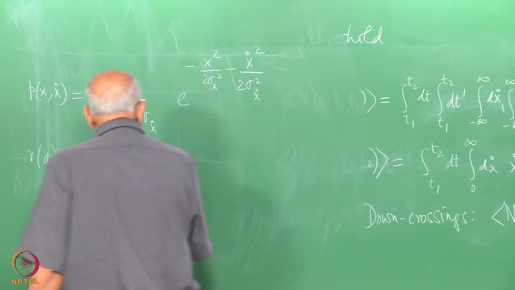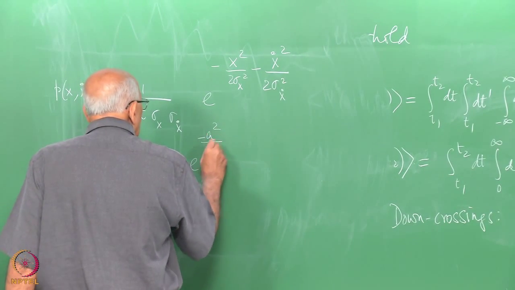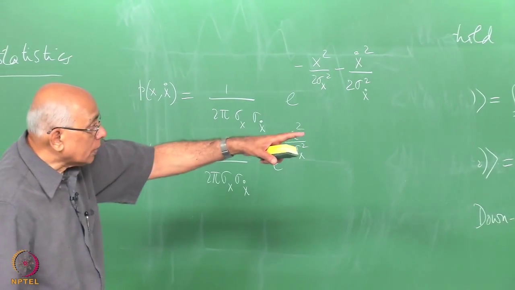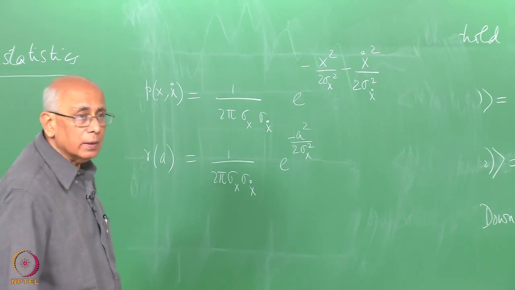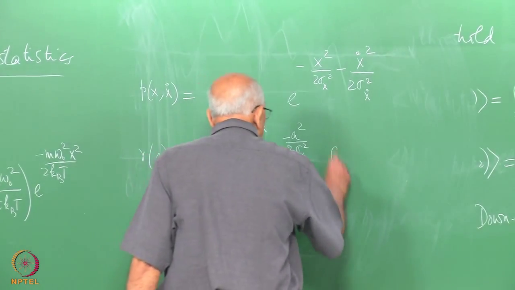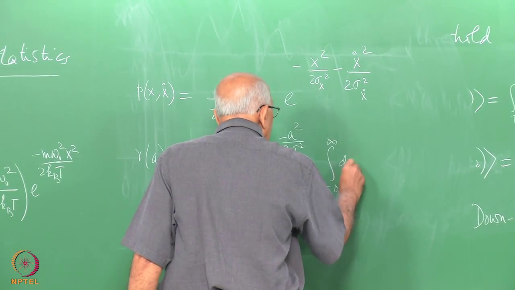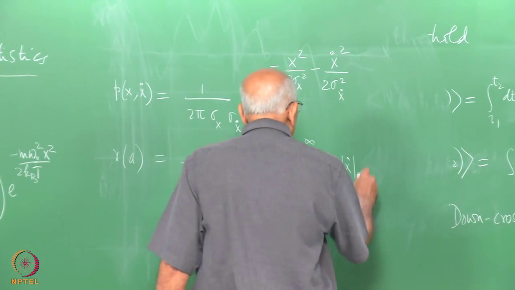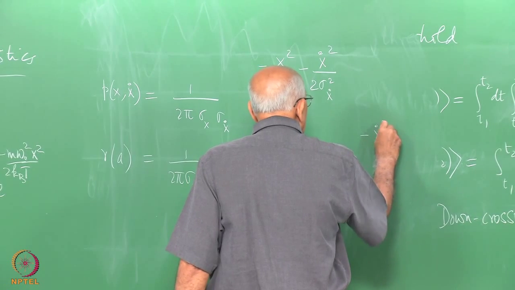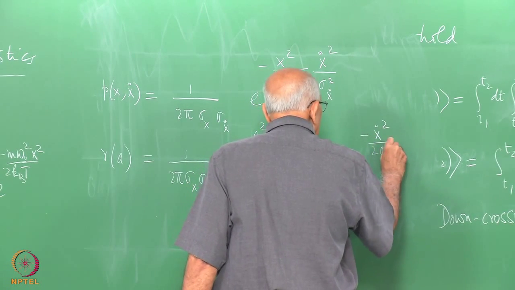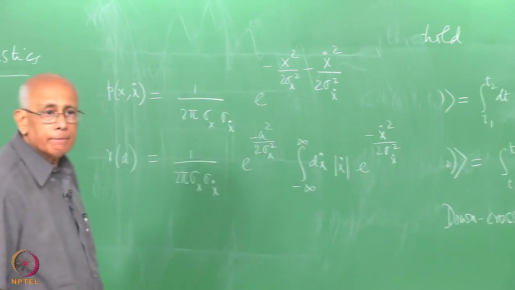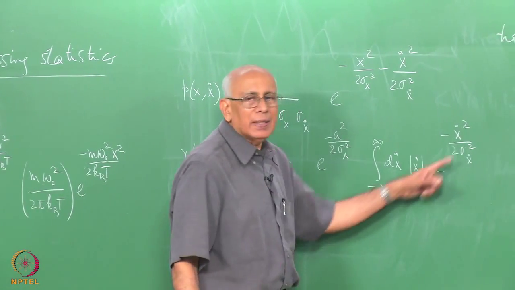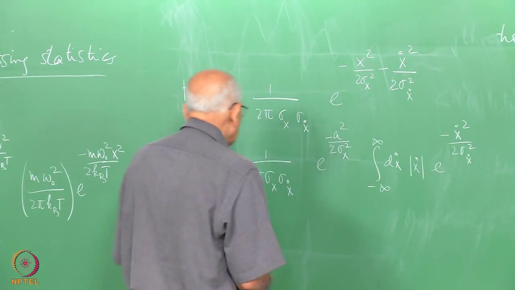So e to the minus a squared over 2 sigma x squared, because all I have to do is to set x equal to a in there, and then an integral from minus infinity to infinity dx dot mod x dot out there, e to the minus x dot squared over 2 sigma x dot squared. I have to do this integral, but that is not difficult because there is an x dot sitting here. So what does that give us?